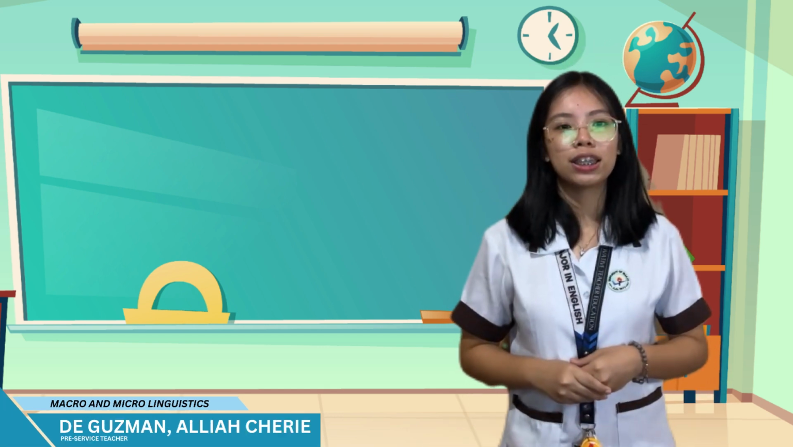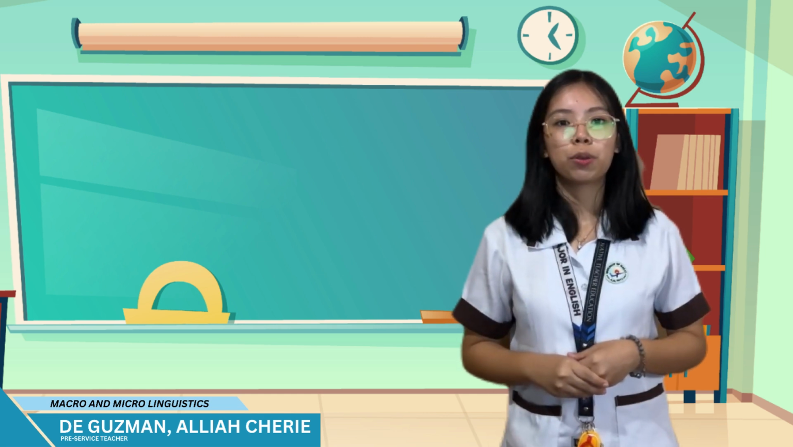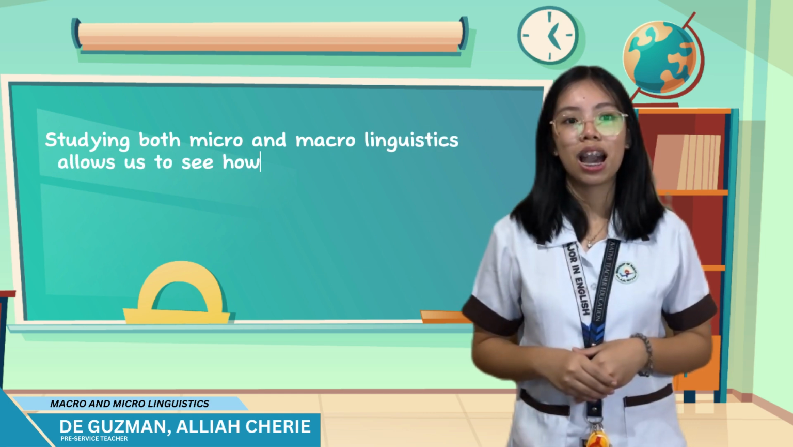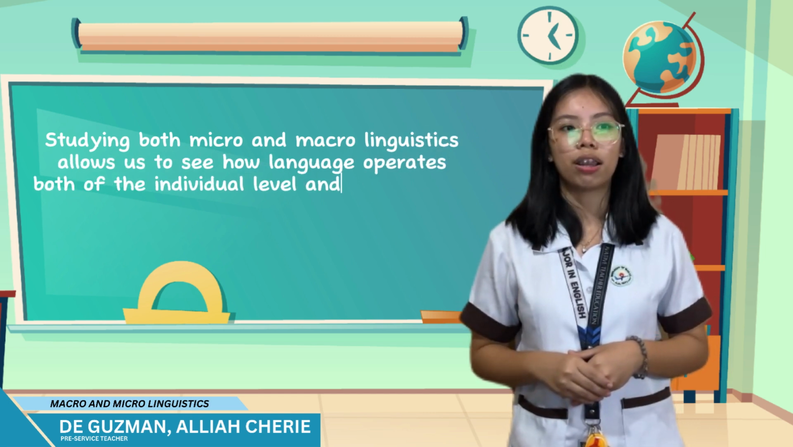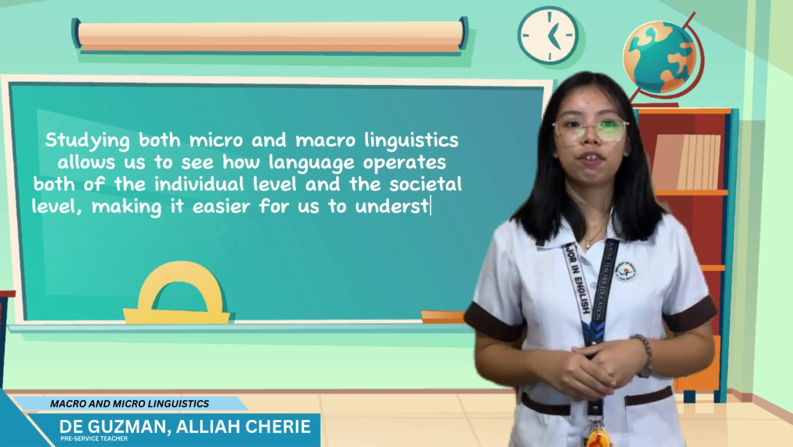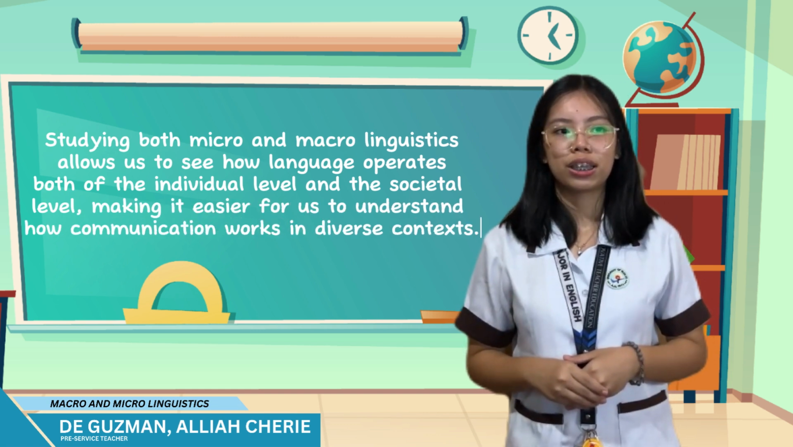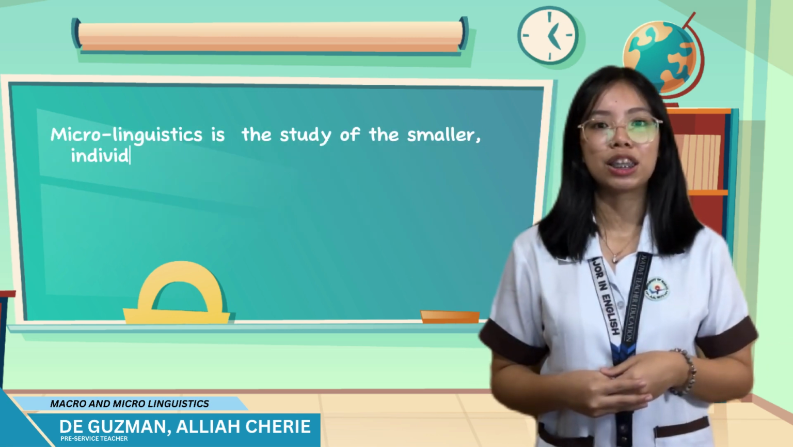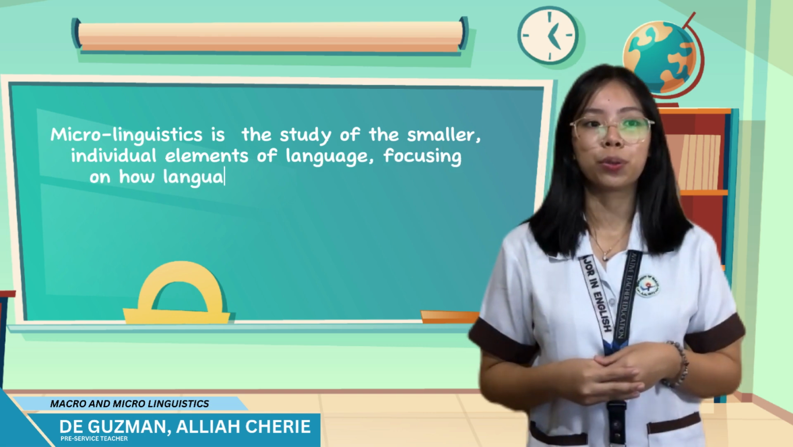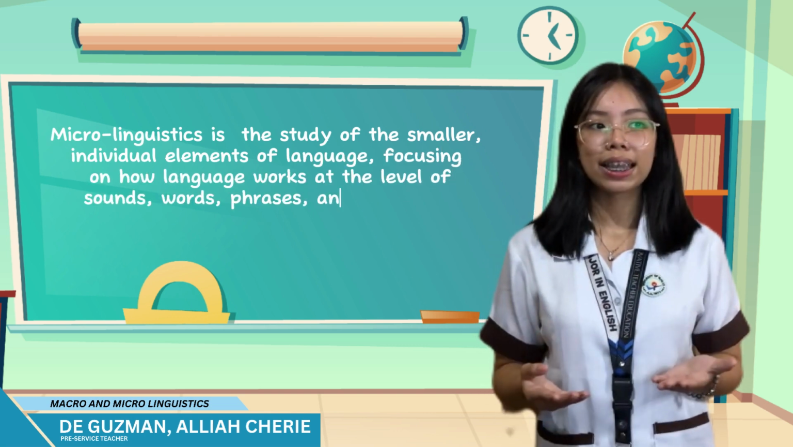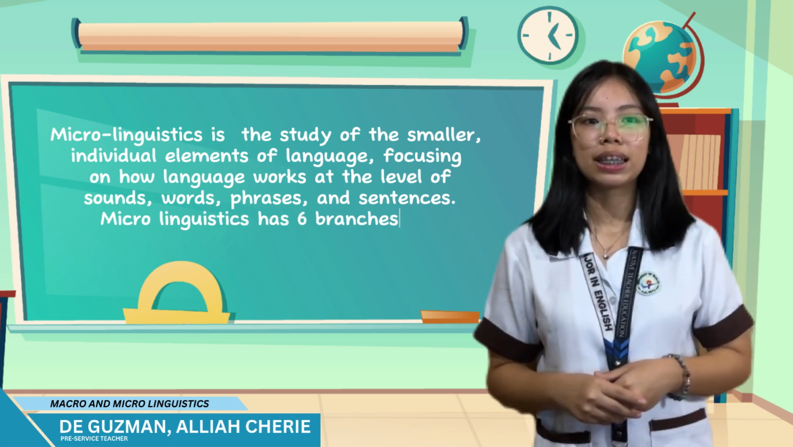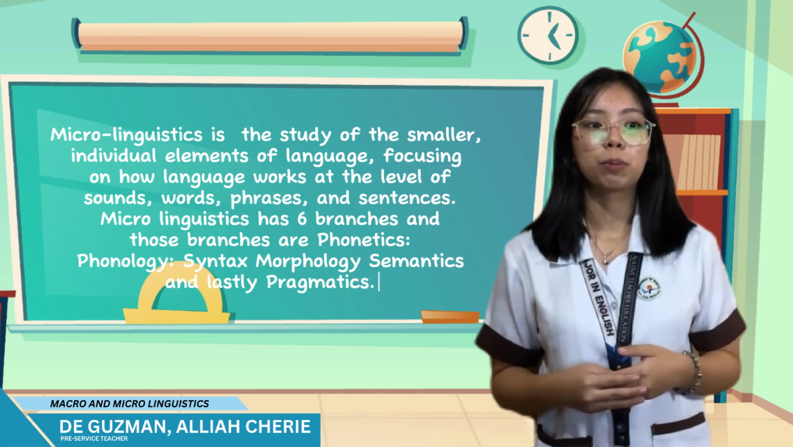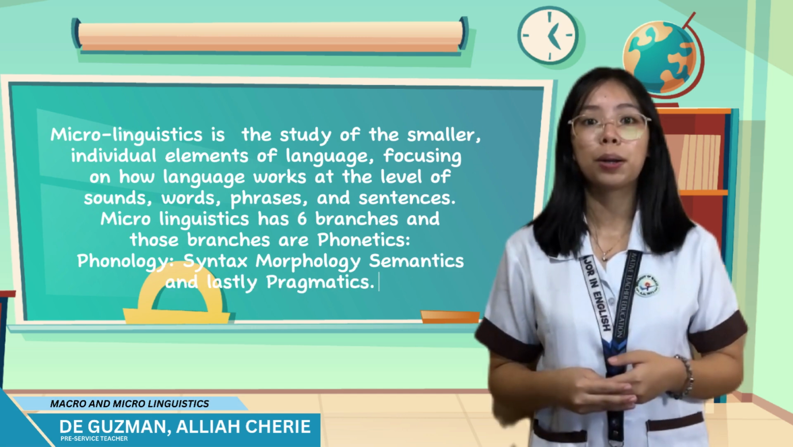Hi there, I'm pre-service teacher Ali, and now I will tell you why those are important to study. Studying both micro and macro linguistics allows us to see how language operates both on the individual level and the societal level, making it easier for us to understand how communication works in diverse contexts. Microlinguistics is the study of smaller individual elements of language, focusing on how language works at the level of sounds, words, phrases, and sentences. Microlinguistics has 6 branches, and those branches are phonetics, phonology, syntax, morphology, semantics, and lastly, pragmatics.